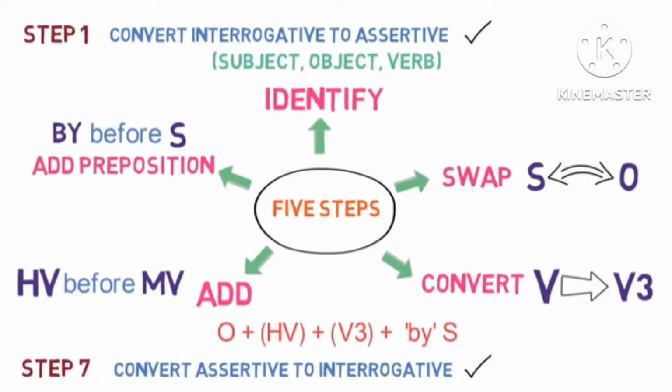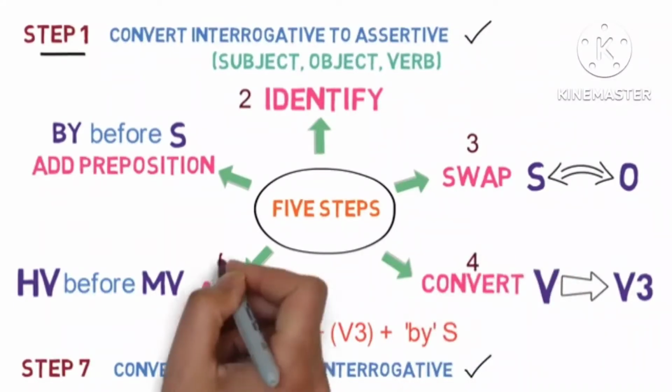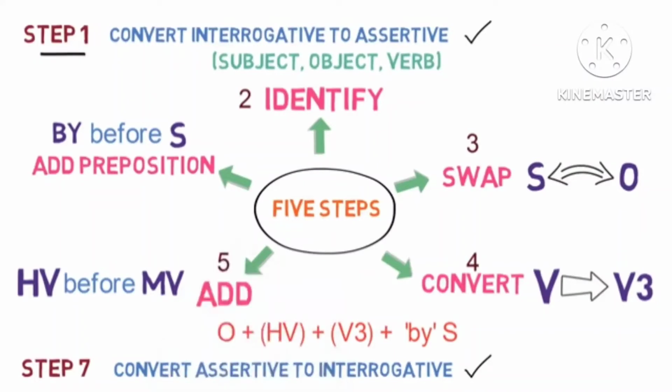Then we learned the 7 steps to convert a yes-no type of question to passive form. The steps are: number 1, convert the interrogative sentence to assertive. Number 2, identify the subject, object, and main verb in the sentence. Number 3, swap subject with the object and object with the subject. Number 4, convert the main verb into the third form. Number 5, add a proper helping verb of to be form before the main verb. Number 6, add preposition by before the subject. And number 7, convert the assertive sentence back to interrogative form.